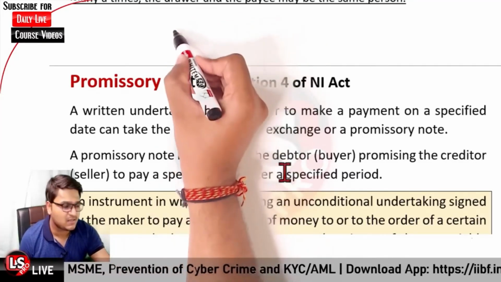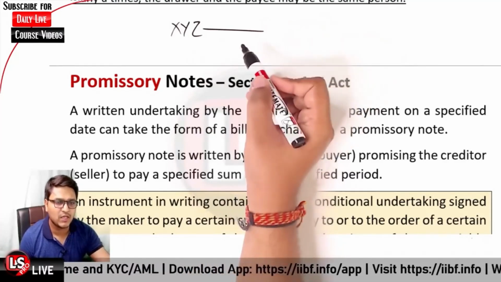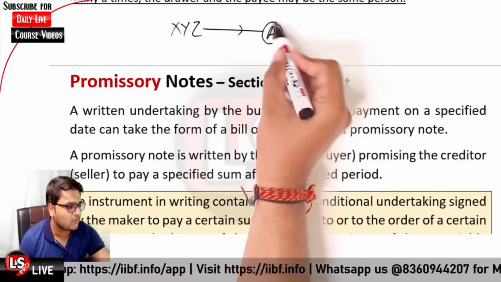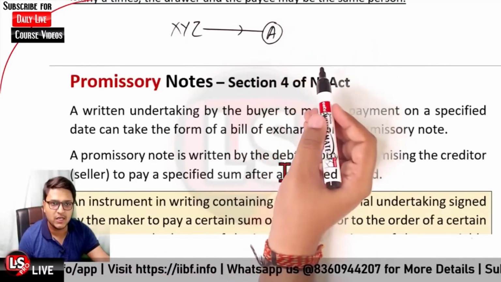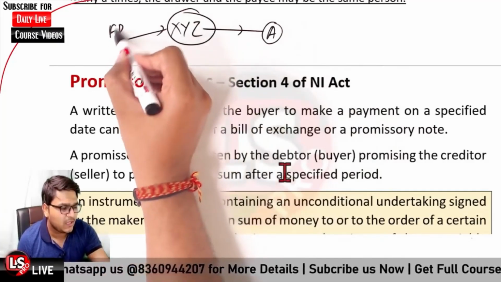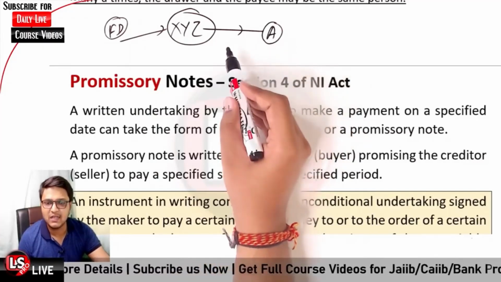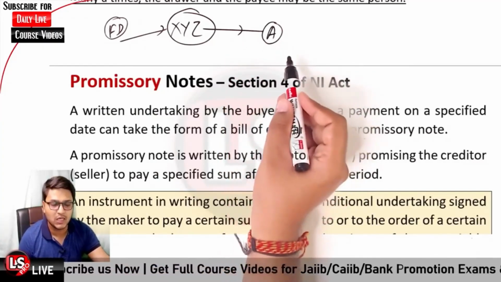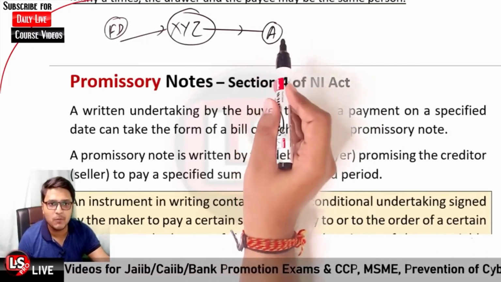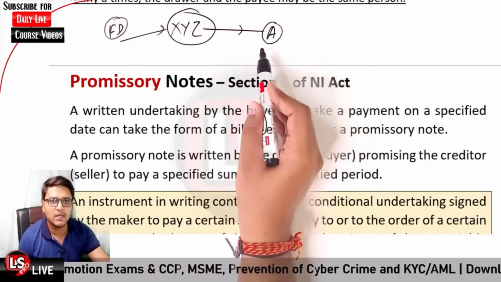Let us assume the same case, that XYZ has sold the goods to person A, or let us take a different case, that XYZ has given a demand loan to person A, who is maintaining a fixed deposit account with bank XYZ. And XYZ has facilitated person A with a demand loan. Now in that particular case, A would be doing what? A would be making an unconditional promise to XYZ.